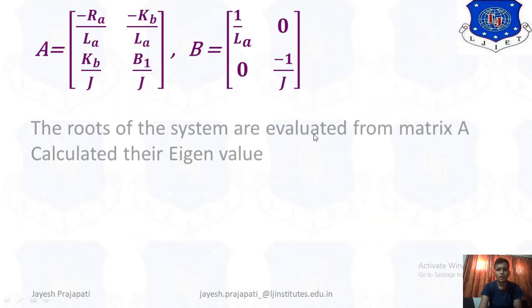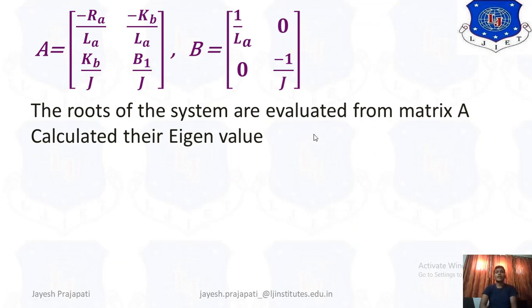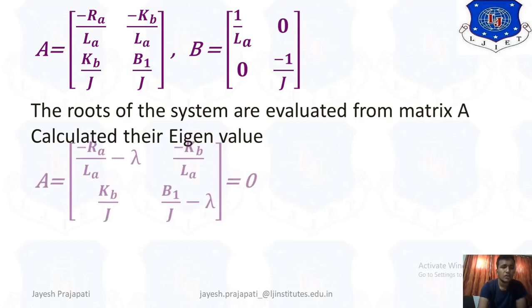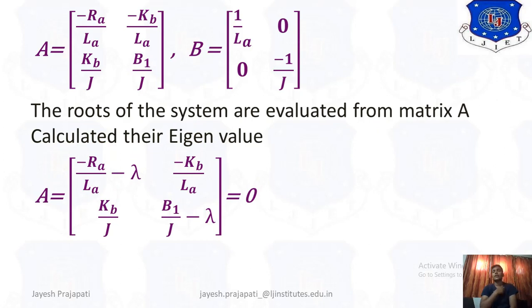Now, the roots of the system are evaluated from matrix A by calculating its eigenvalues. We have already studied in our maths how to find the eigenvalues. So the eigenvalues of this matrix A are the roots of the system. So we have to find the eigenvalues for the matrix A. If the matrix is x1, x2, x3, x4, then we write x1 minus lambda, x2, then x3, x4 minus lambda, is equal to 0.